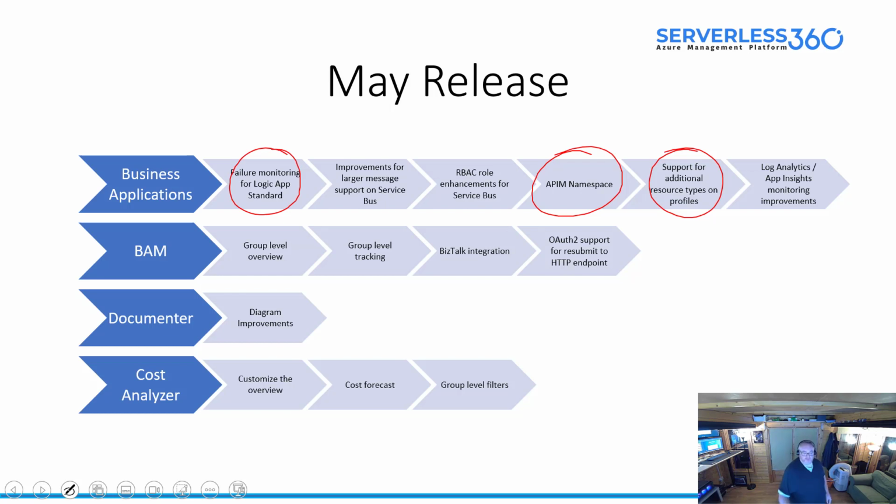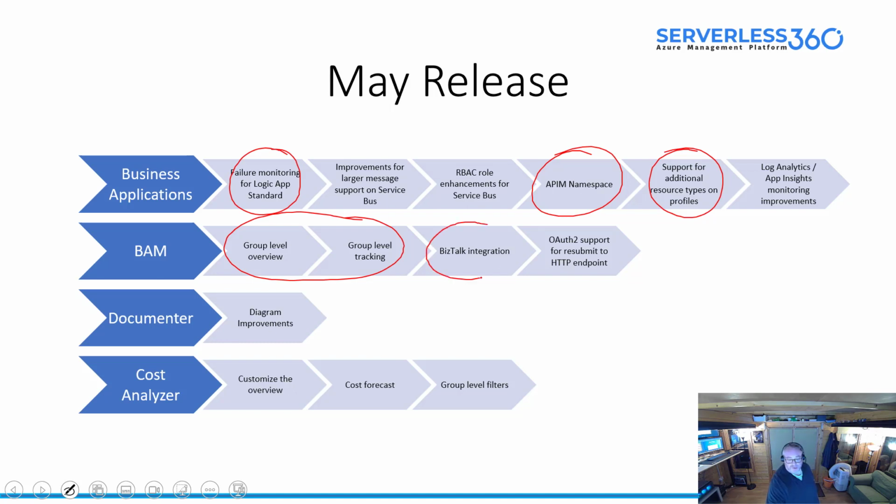We also added a bunch of features around BAM for group level. So we had monitoring and management at the business process level, but often you would have a group of business processes and you couldn't see holistically across those processes what's happening. You can now do that, and I'd definitely recommend taking a look at that feature, which is really cool.